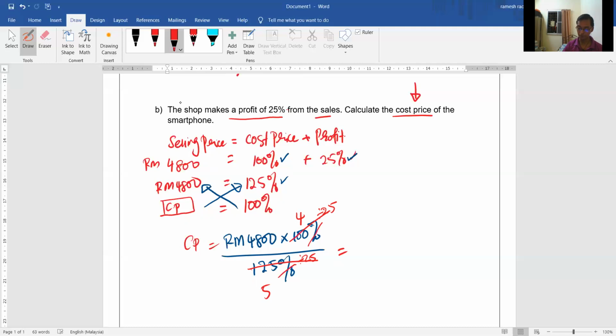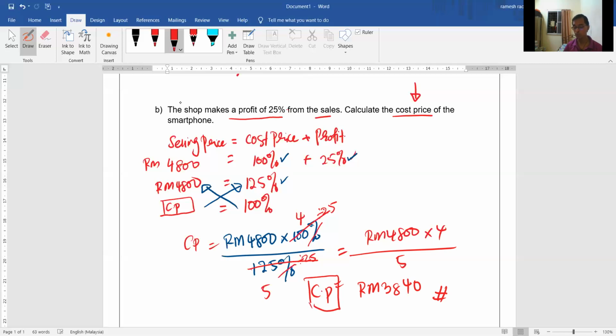So I'll read it for you. It will become like this: times by 4 and divided by 5. It becomes very simple. When you just times with 4 and then divide by 5, you should get RM 3,840. This should be your cost price, CP. Your cost price should be 3,840 ringgit only.